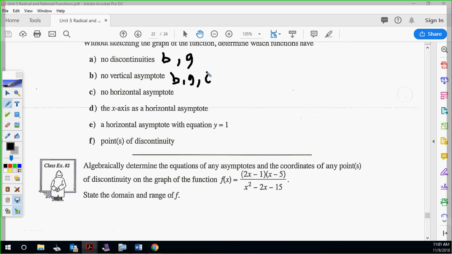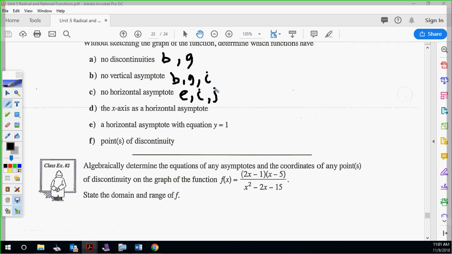No horizontal asymptotes. So if there's no horizontal asymptotes, we're looking for what? The top to be growing faster. So all the spots where the top's growing faster. E, I, and J. Good. Good. Okay.